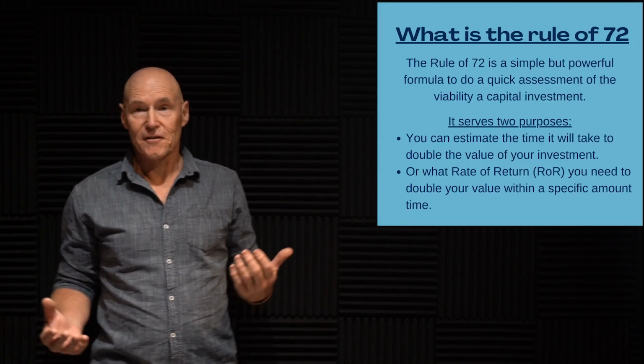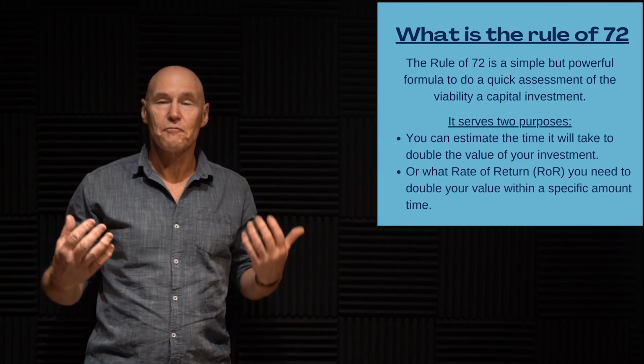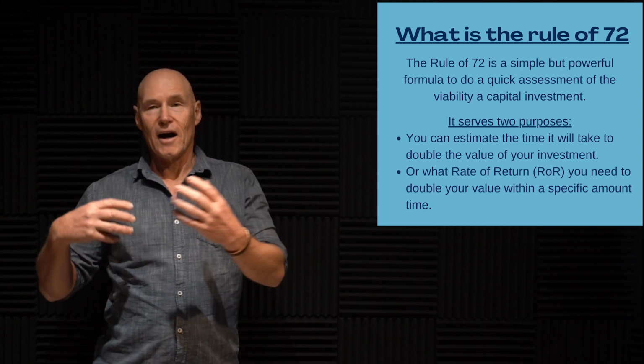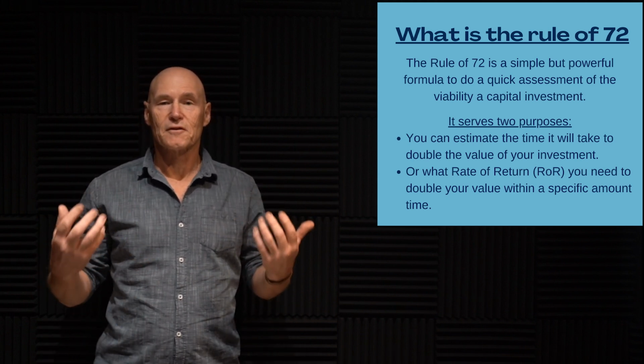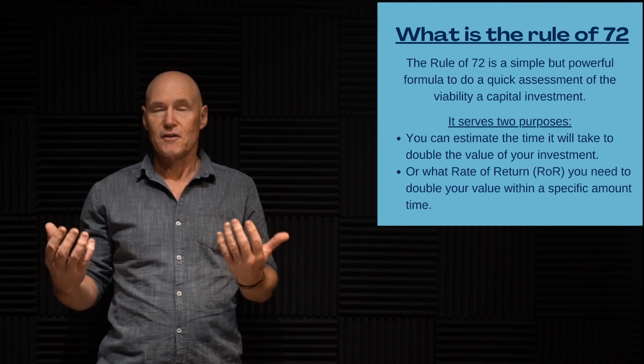Okay, so today I am going to talk about the rule of 72. So what is the rule of 72? Well, the rule of 72 is a very simple and powerful formula that you can use to analyze the viability of a capital investment. Now, there's two purposes that you can use it for.